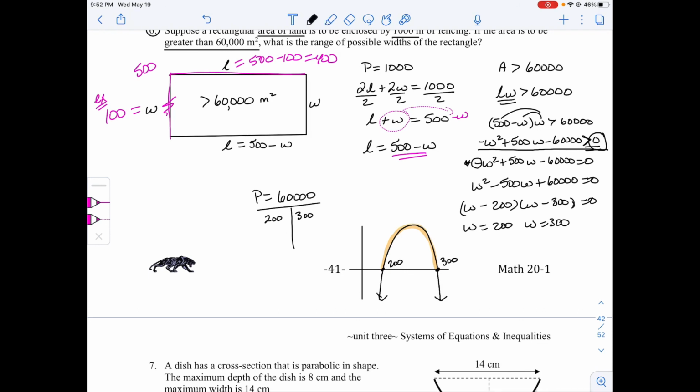So in fact, that would be the answer. We would say our W value would be between 200 and 300. And these are sort of like open dots there. Of course, I should have done the open dots to begin with, because we've got the greater than 60,000, not equal to. So there would be the solution to that particular equation.